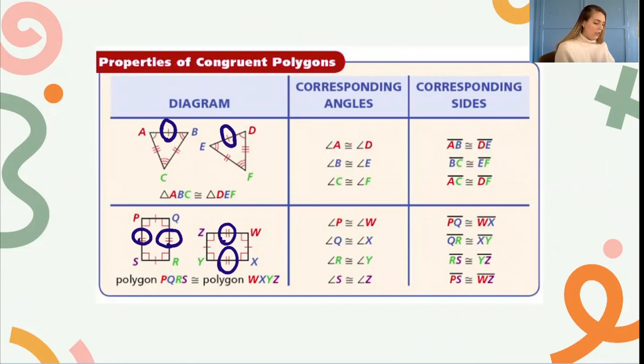Also, look at the angles. The number of little arcs in an angle will tell you which angles are congruent. And then when we name two shapes, we have to make sure that the letters go in order so that the congruent angles are in the same position. So notice A, B, C. A is congruent to D, B is congruent to E, C is congruent to F, and that's why we name them in that specific order.